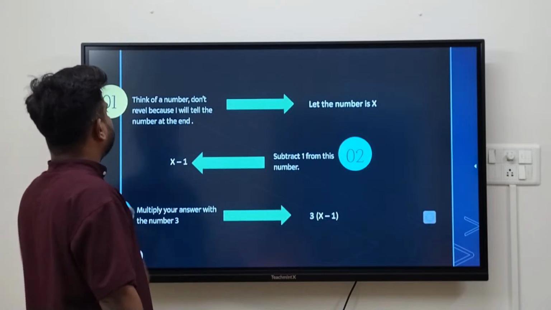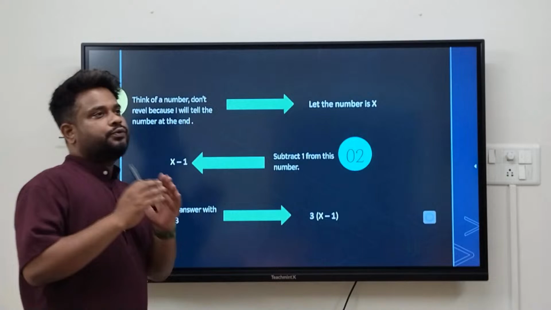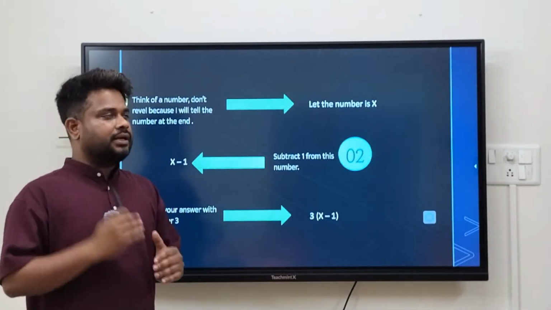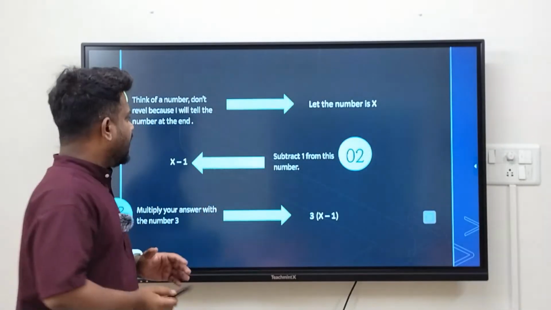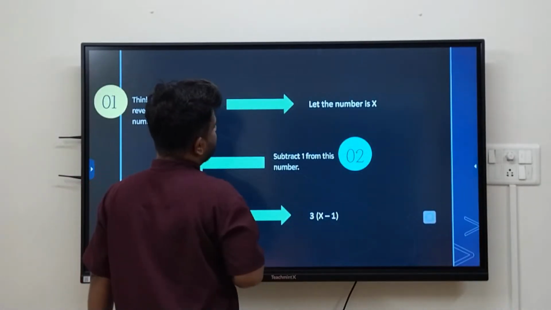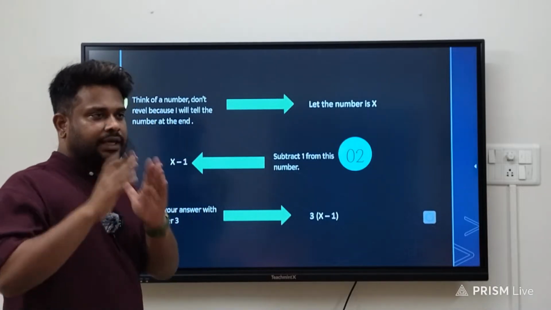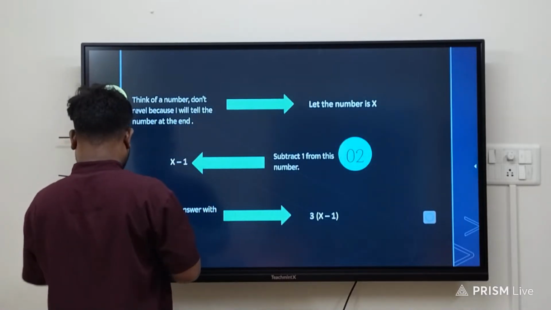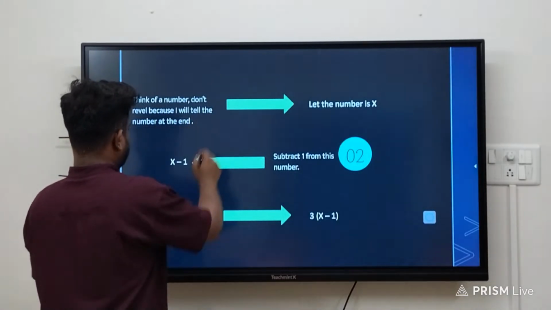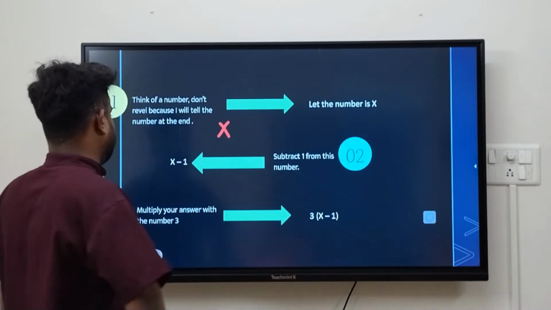So think of a number, don't reveal it because I will tell the number at the end. If we try to crack the little trick, let's do this little trick with the help of equations. I am thinking that you are thinking of that number, which will be referred to as x. So they have thought of the number.